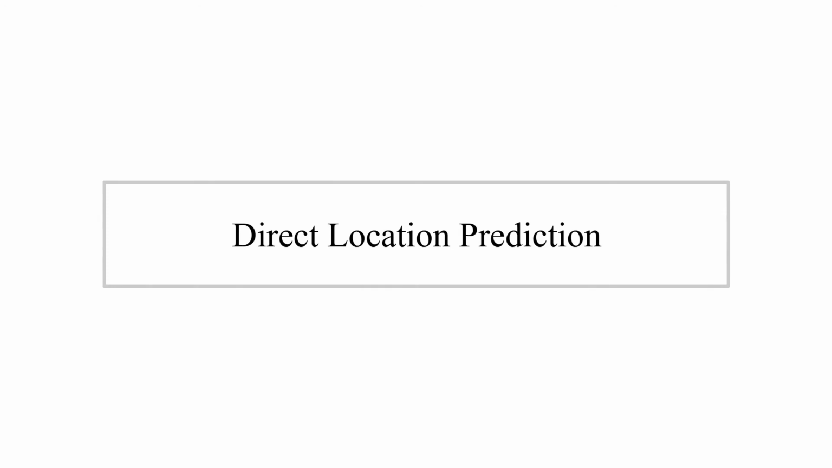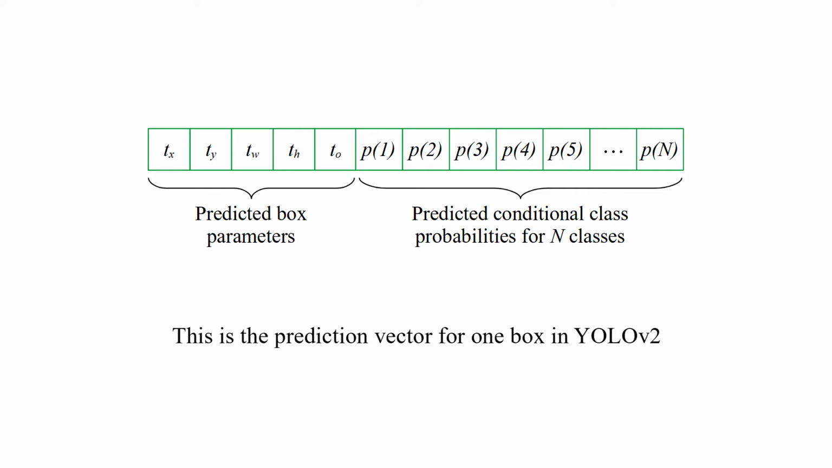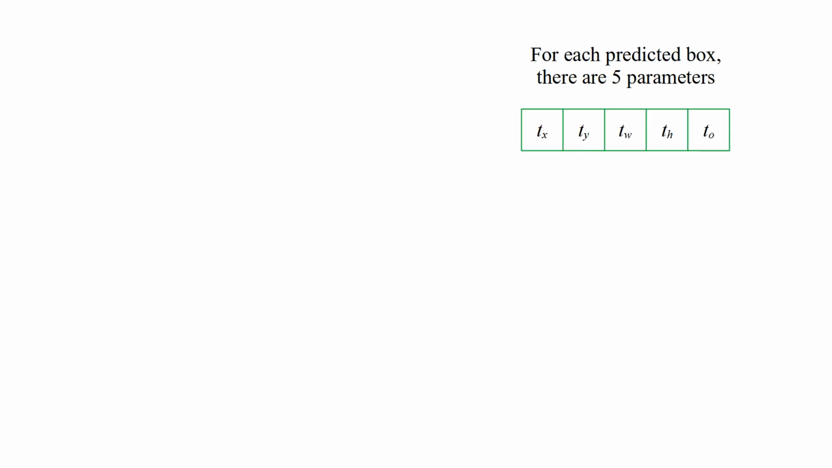Direct location prediction. This is the prediction vector for one box in YOLO version 2. For each predicted box, there are 5 parameters. Tx and Ty are used to compute box center offsets.